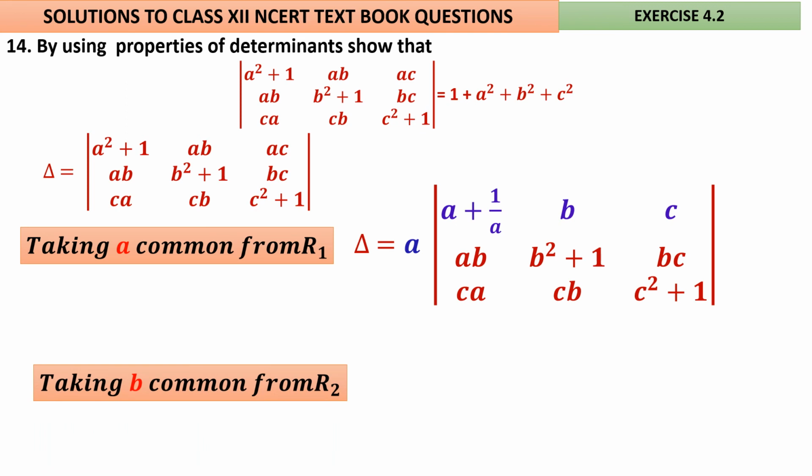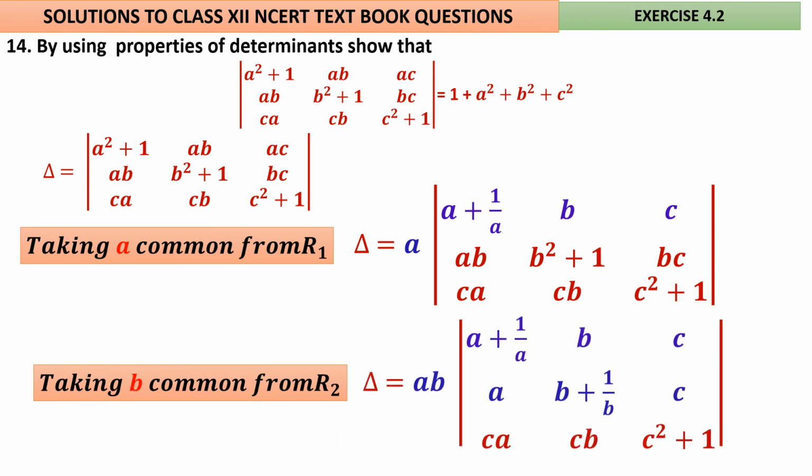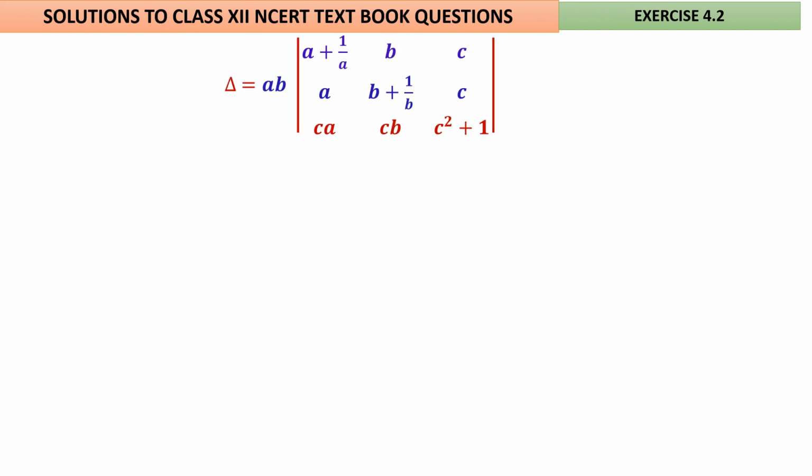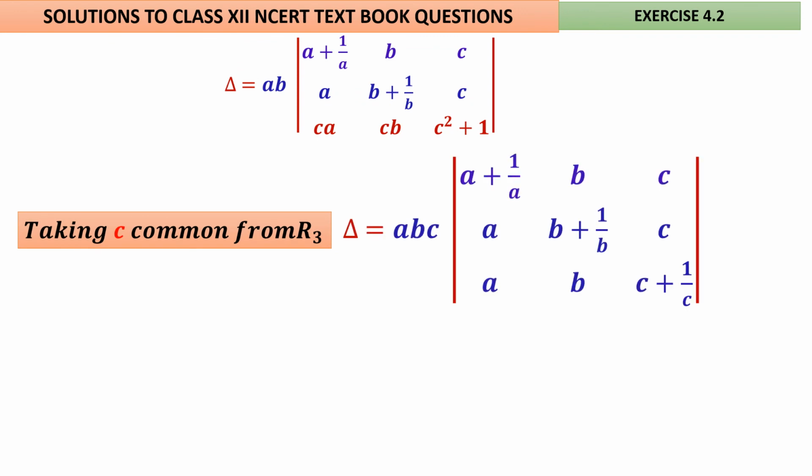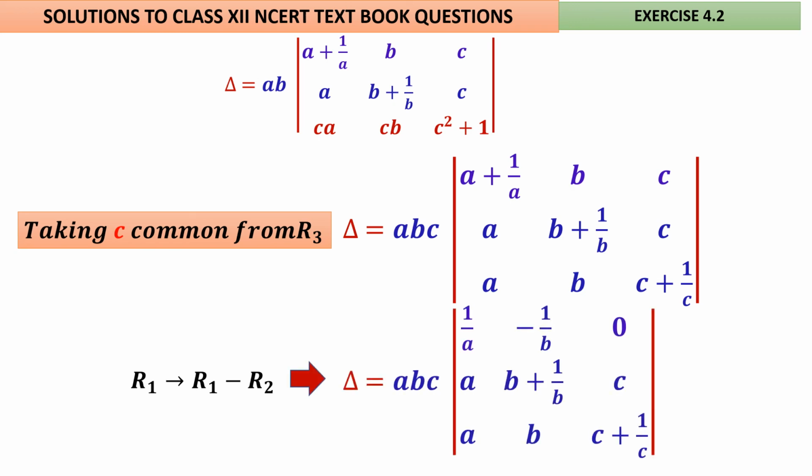Let us take B common from R2. It will become A, B plus 1 by B and C. I think you know what is the next term. Common from R3. It will become A, B and C plus 1 by C. Now let us write R1 as R1 minus R2. A getting cancelled, 1 by A, B will get cancelled, minus 1 by B, C minus C is 0.